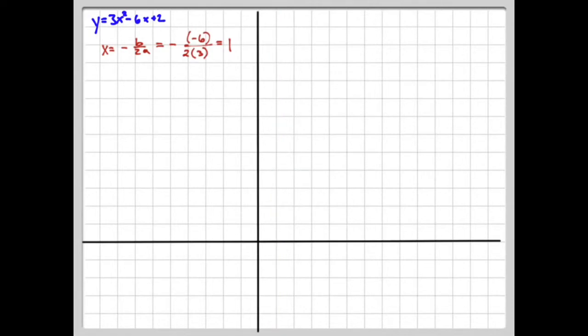It's a little off kilter there. Let's try to straighten this out a bit. How do we find our vertex? Plug 1 back in for x. So y equals 3 times 1 squared minus 6 times 1 plus 2.